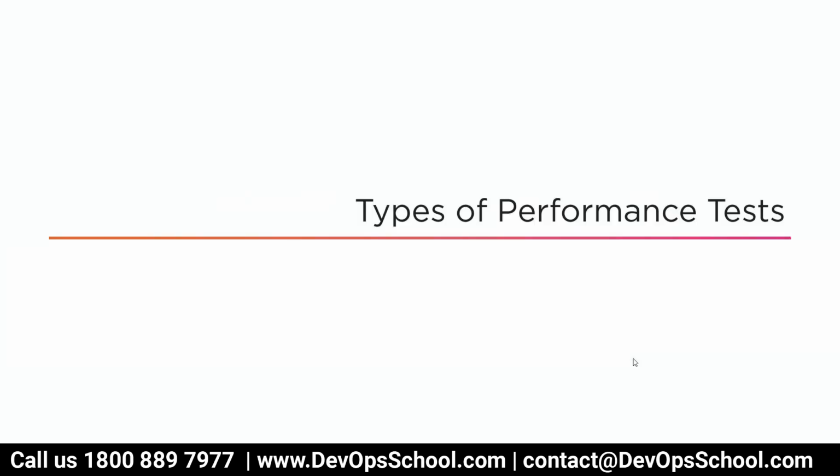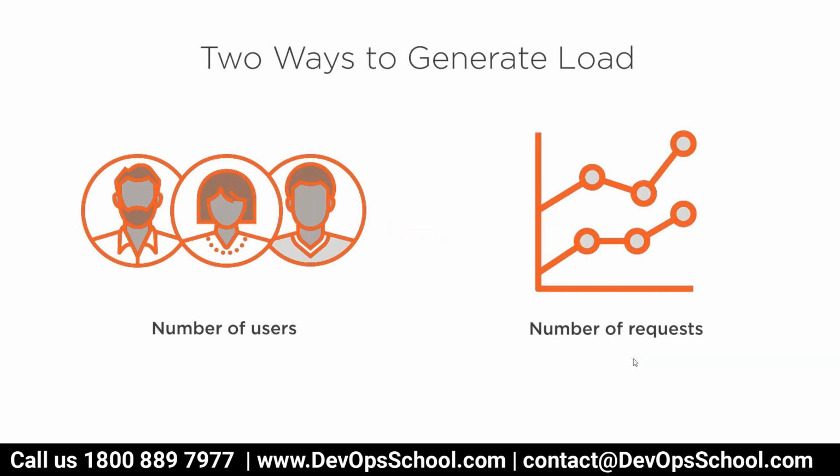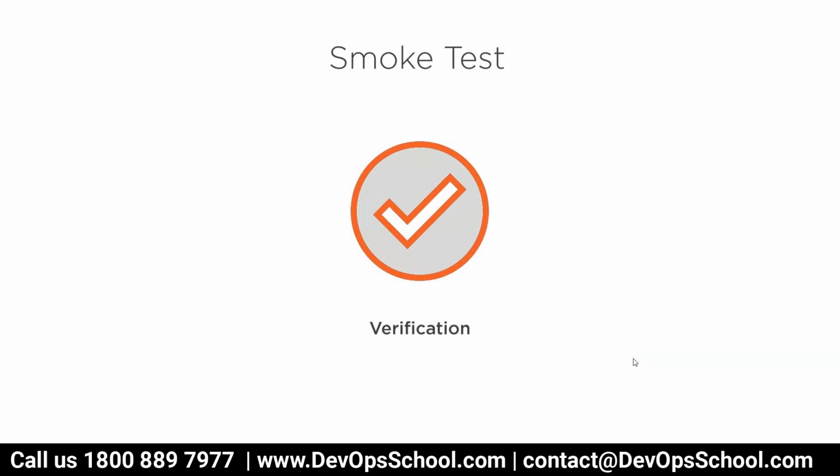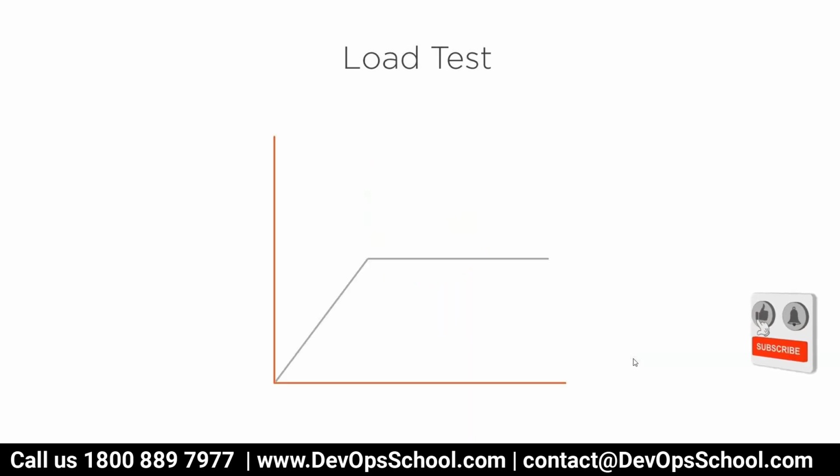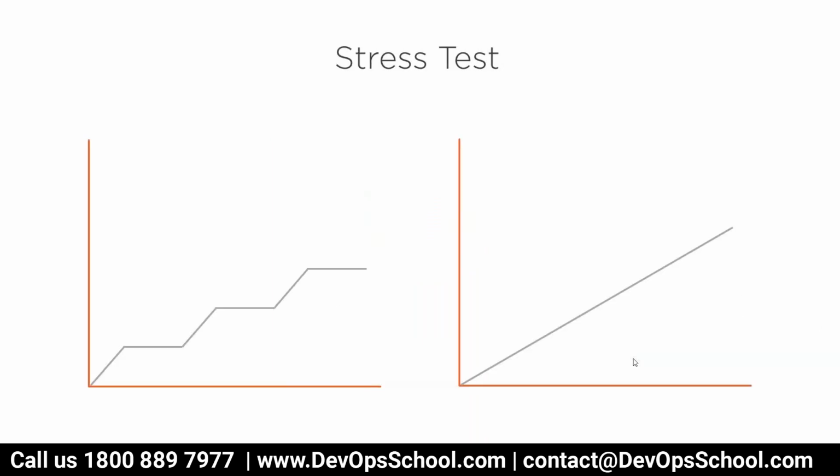Okay, so what types of performance tests do we have? You can generate loads using a number of users and a number of requests, and the types of performance tests include the smoke test, which helps you validate whether your application is working or not. Load test, where you give a certain load on the system and see how it behaves. Stress test, where you try to increase the load over a frequent duration. That is one thing you can do, and then test how the system handles it.